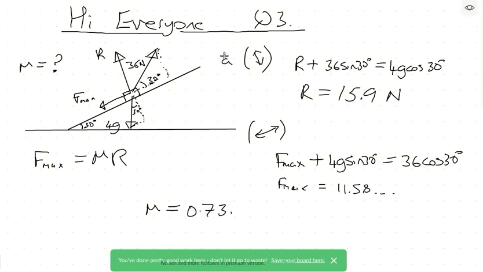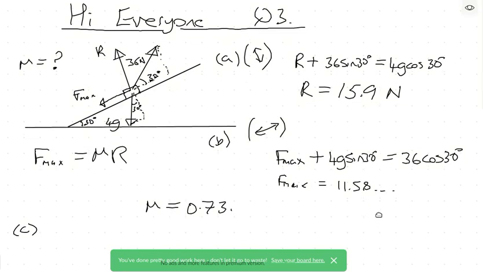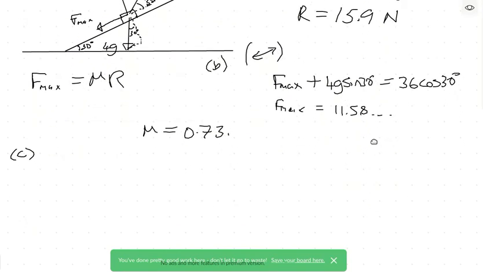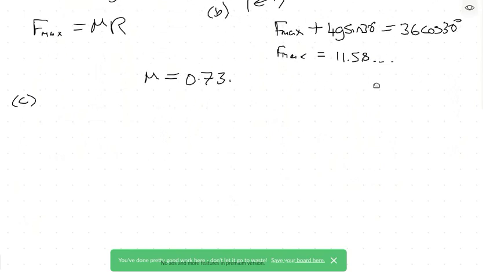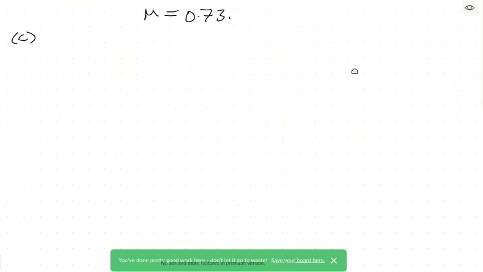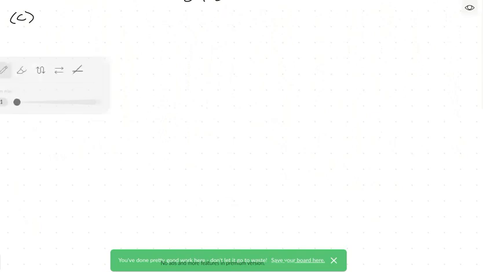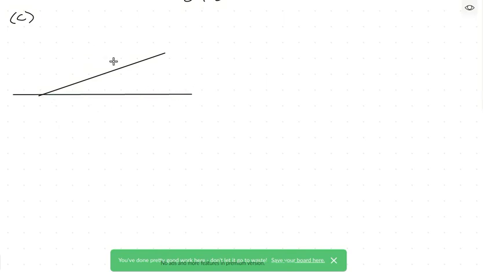So that was A and this was B. Now we've just got to do part C. The force of 36 newtons is removed. Now, my advice to you here is to honestly draw the diagram out again. Don't be lazy. Pick up the pencil and draw it again. If they change any of the forces on the diagram, don't think you're clever enough to just ignore it. You're not. You need to draw it again. So let's draw it again.